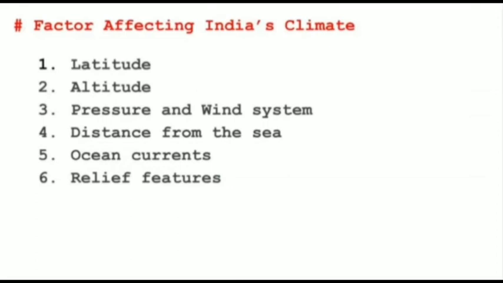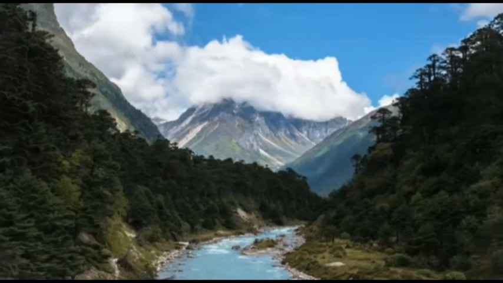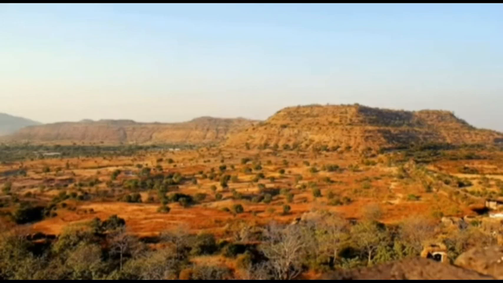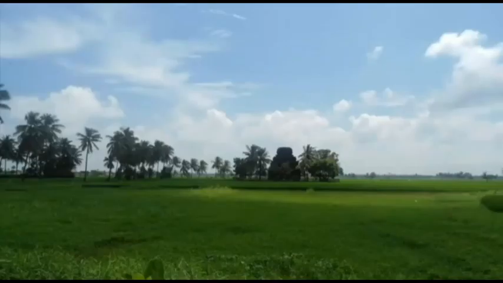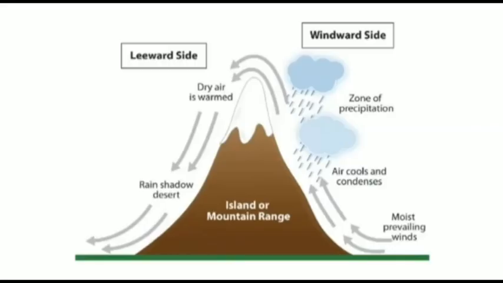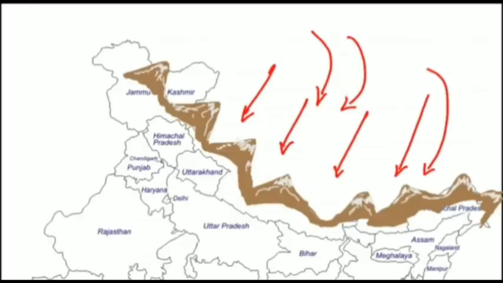And the last factor is relief features. In geography, relief means typical heights and low-lying areas. Example, mountains, deserts, plains, etc. High mountains act as barriers for cold or hot winds. Just like the Himalayas protect us from the cold winds which blow from Arctic Circle and also cause precipitation.